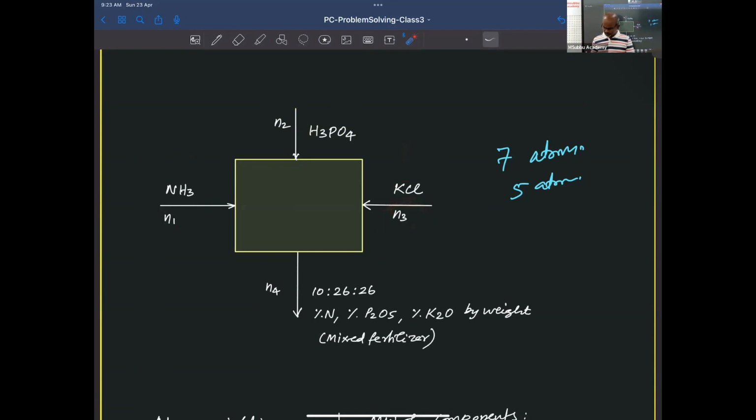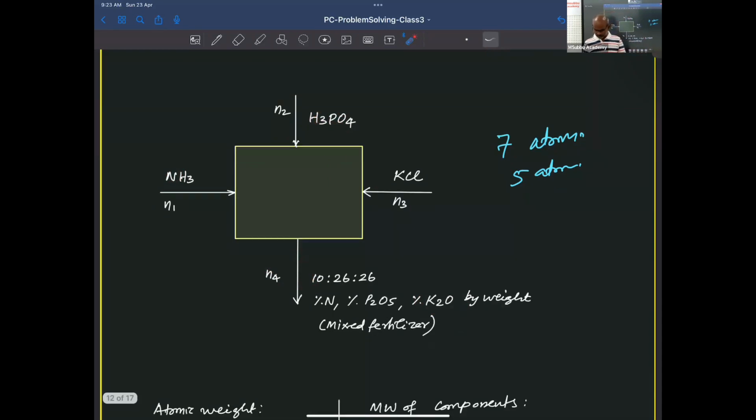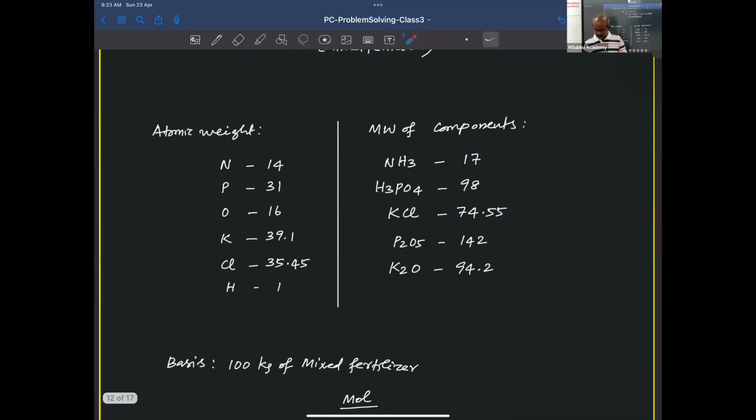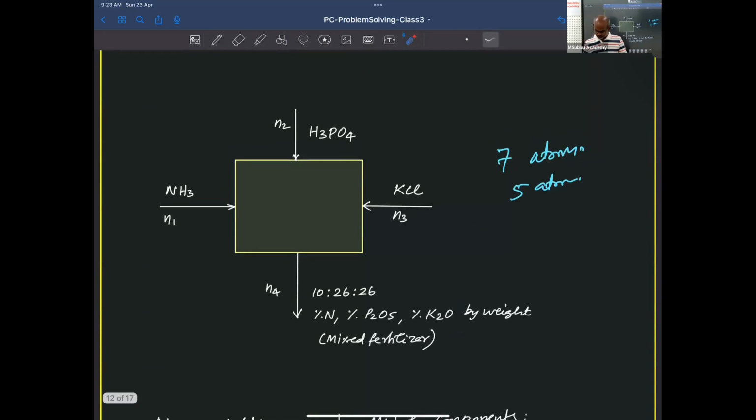There is K entering, here is the K leaving, and P entering, here is the P leaving, and N entering, here is the N leaving. So the atomic balances are quite straightforward. But here the information is in terms of mass percentage.